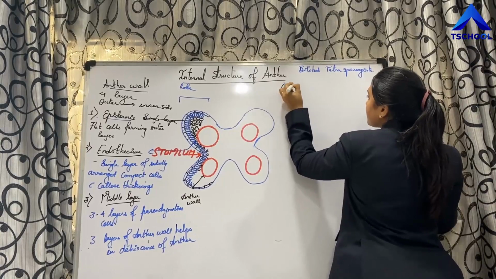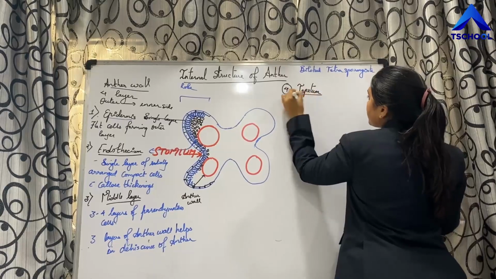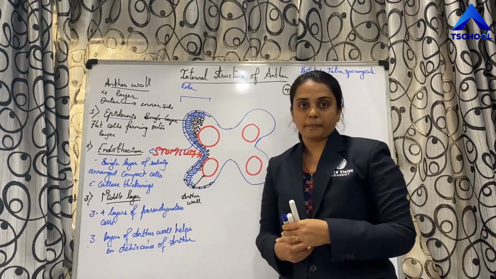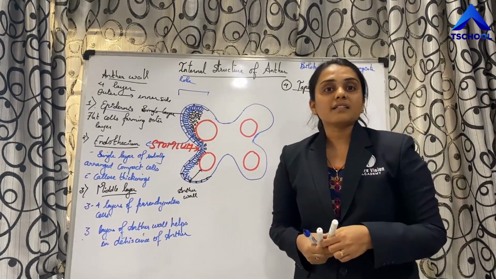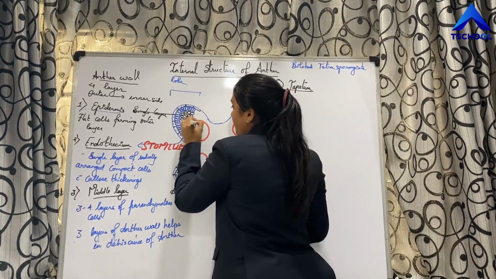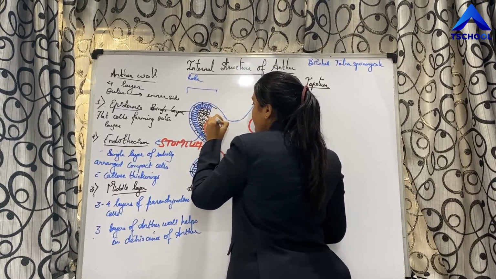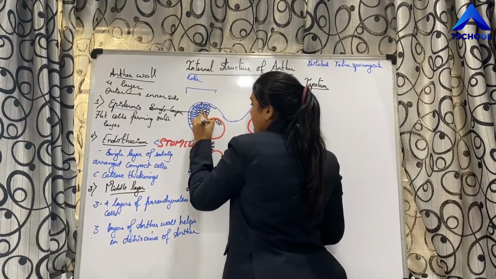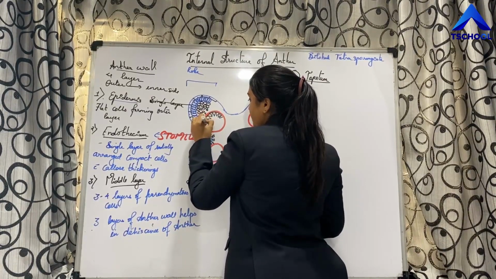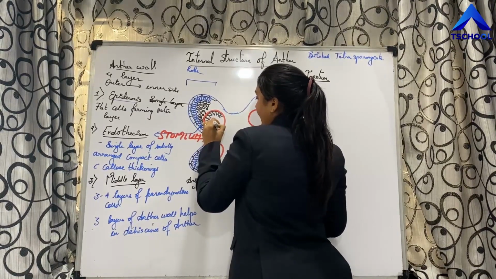The 4th layer is called tapetum. The tapetum layer consists of pyramidal shaped cells with a very thick and dense cytoplasm present within it. This is a very important layer, that is the tapetum layer. It is the innermost layer of the anther wall.